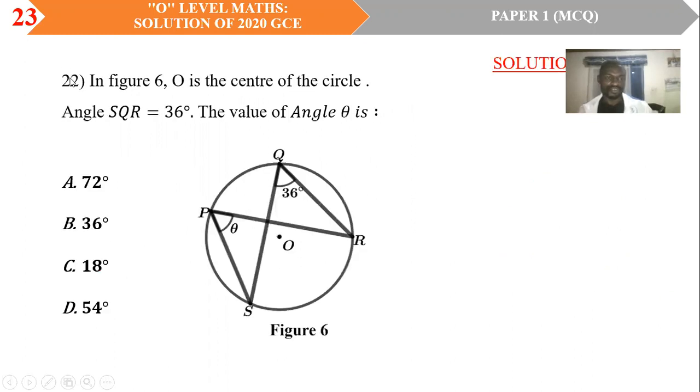Good. Question 22. In figure 6, O is the center of the circle. Angle SQR is 36 degrees. O is the center. The value of angle theta is... Solution.